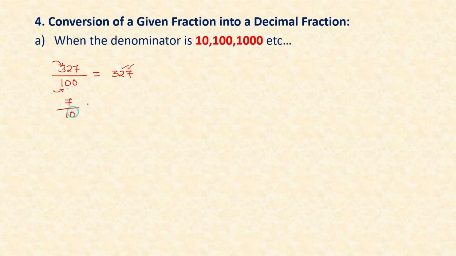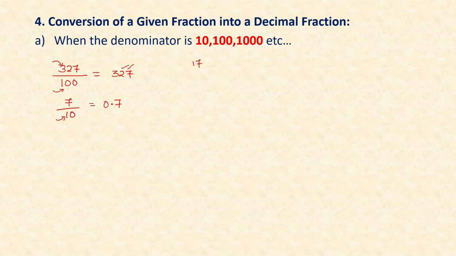Now the fraction is 7 divided by 10. So how do we write? How many zeros are present in the denominator? Only 1 zero is present in the denominator. Then we need to write the number which is present in the numerator like this. Then we have to count the digit from the right hand side and put the decimal point. As only 1 zero is present, we can count only one digit from here and we can put a decimal point here. So we can say the decimal fraction is 0.7 for the fraction 7 by 10.